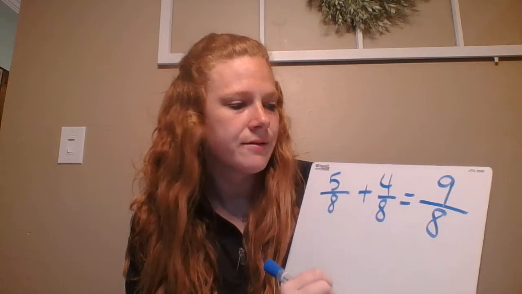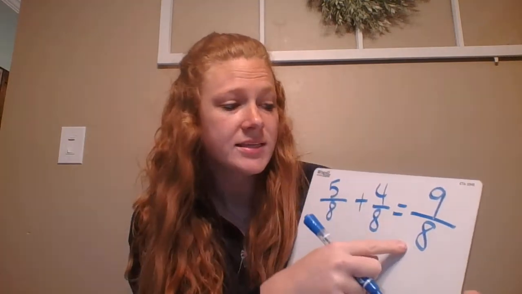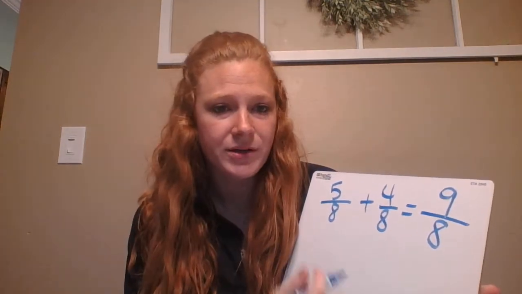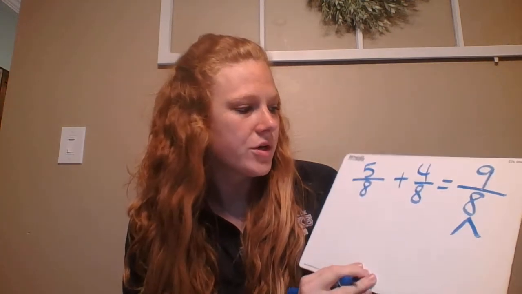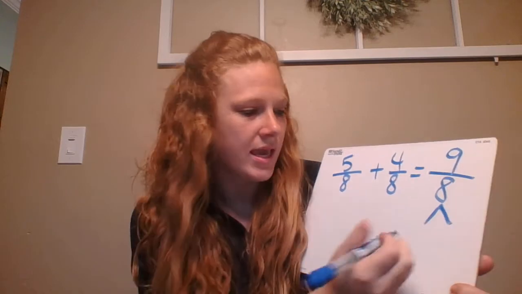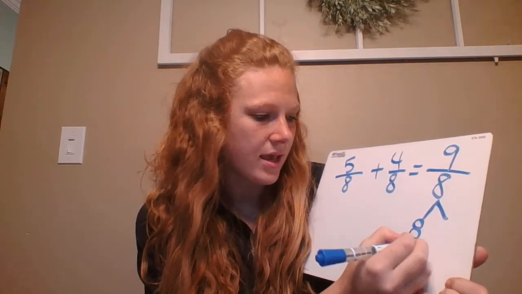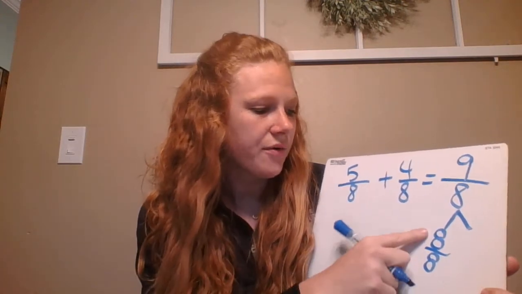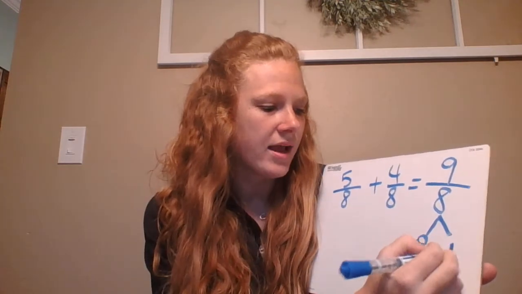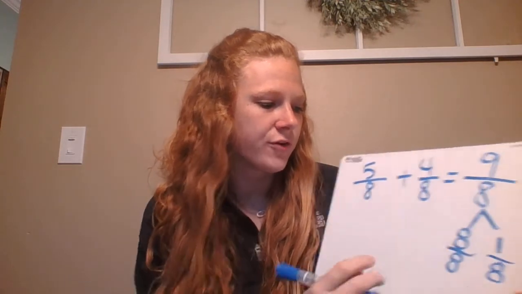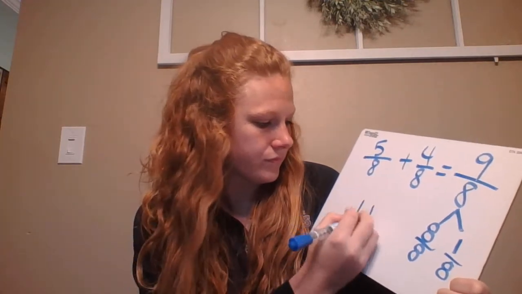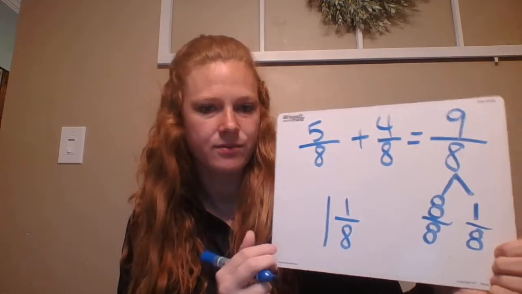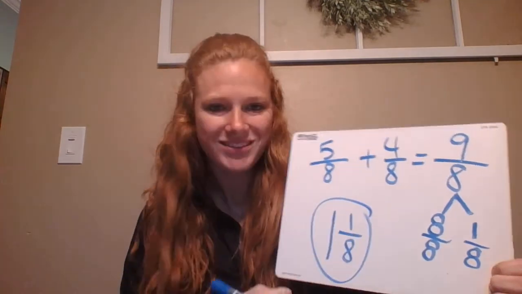Because it's bigger on top than it is on bottom, it's an improper fraction, which means I need to break it apart and make it a mixed number. So I know that one whole using eighths would be 8/8. And if I were to take 8/8 from 9/8, I would have 1/8 left over. So I could rewrite that as one whole and 1/8. So that is my answer.